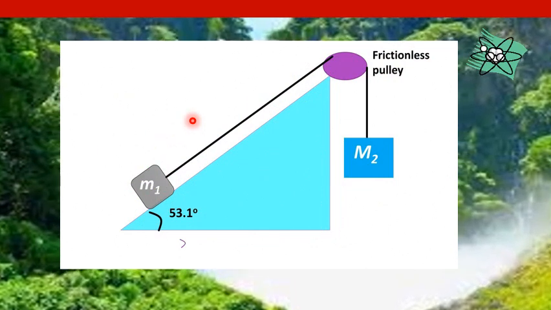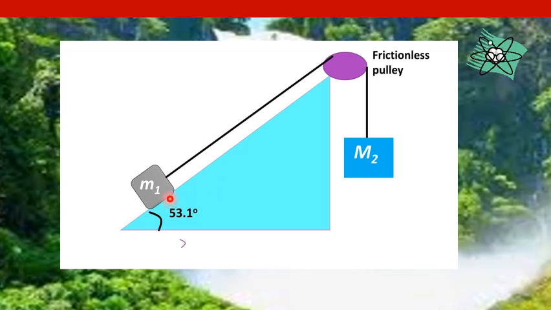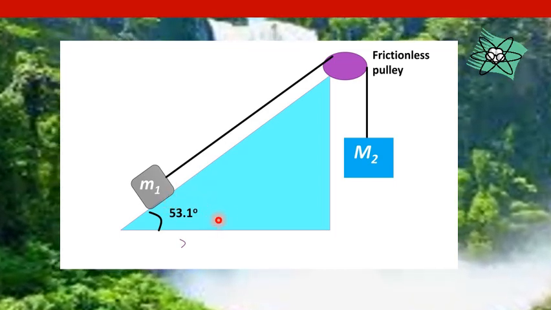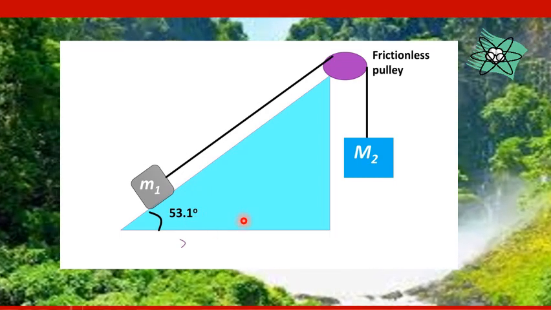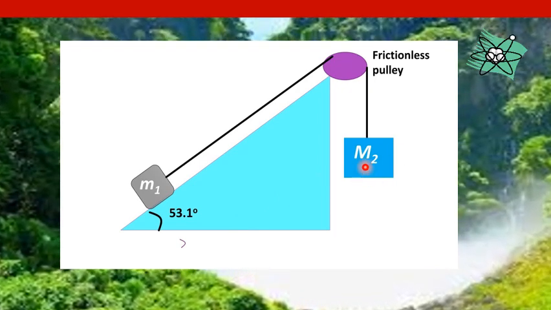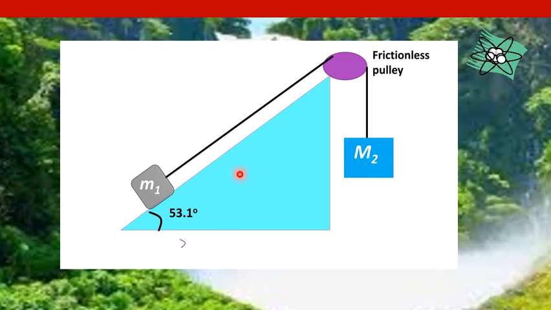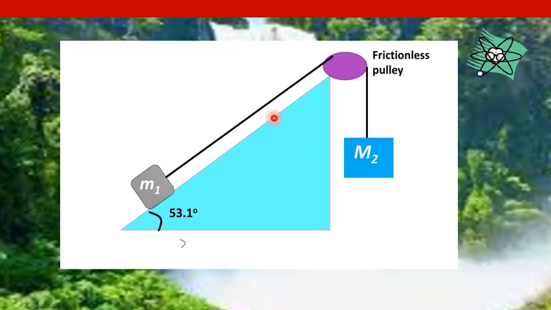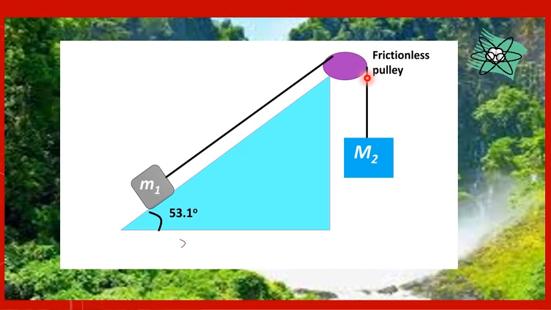So the figure shows that the smaller mass M1 is on a rough incline, making an angle 53.1 degrees with the horizontal. The bigger mass M2 is hanging. The two masses are connected by a rope whose mass is negligible, and the rope passes through a frictionless fixed pulley.